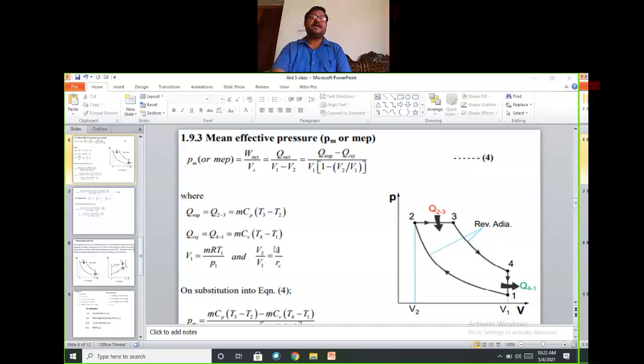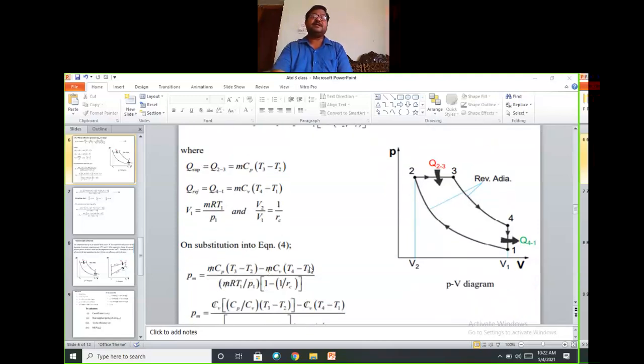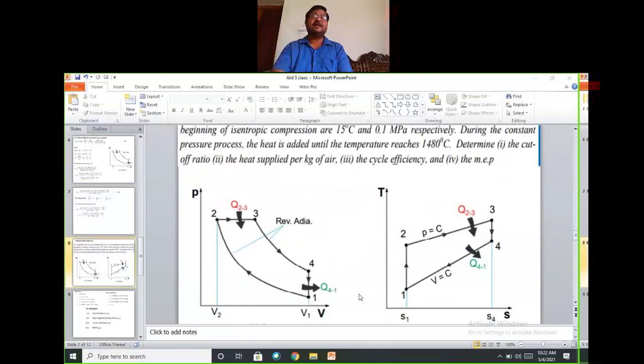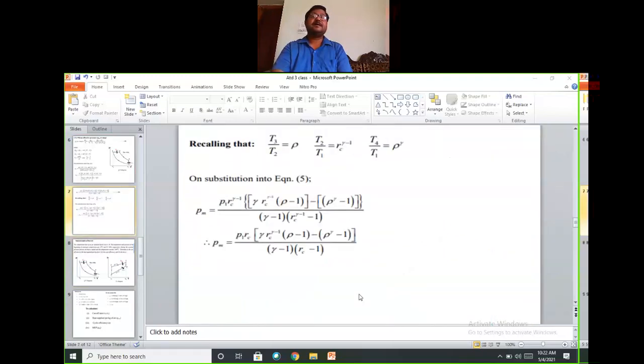Here again, once again I have written all the equations. Heat supply 2 to 3 is at constant pressure. That's why I have taken MCP into T3 minus T2. Rejection is MCV into T4 minus T1. V1 is equal to MRT1 by P1. And V2 by V1 is equal to 1 by RC. Substitute all the things, and you'll get the answer. Substitute all the things and simplify. Simplification I won't tell you.